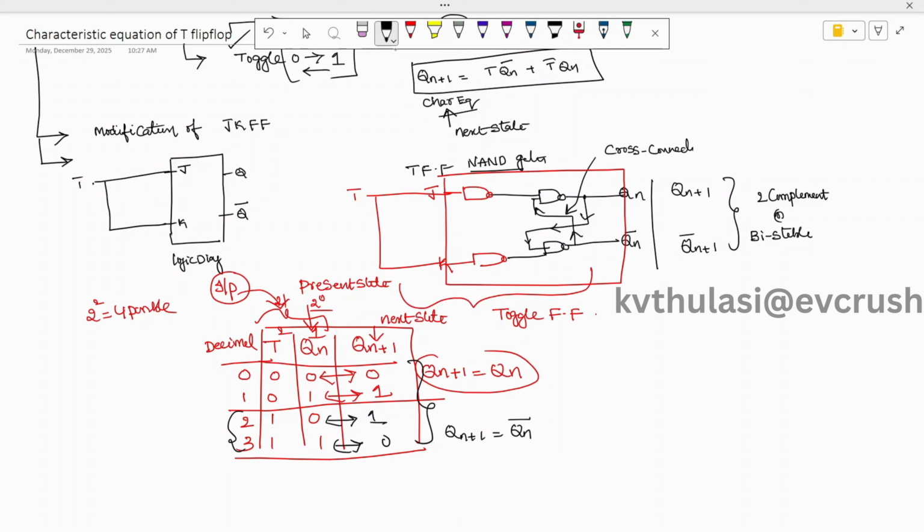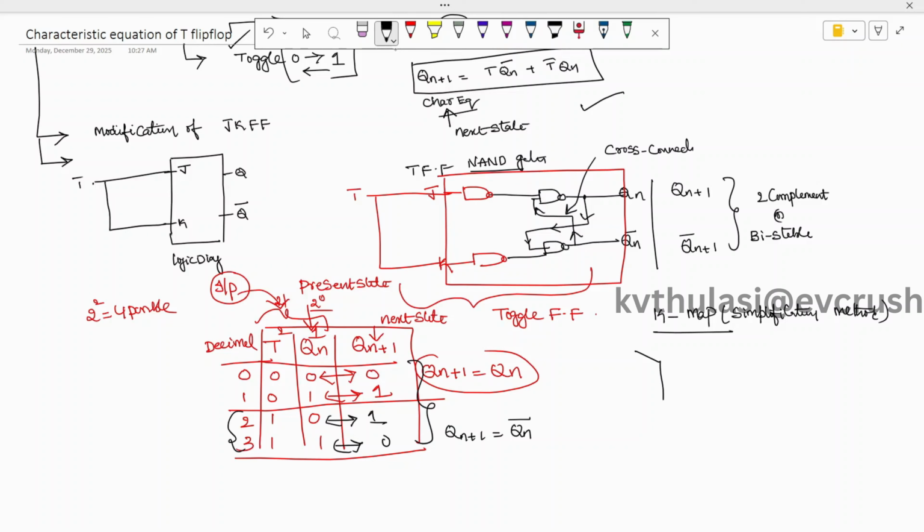Now let's try to get the characteristic equation with the help of a K-map. Okay, so now I have to get this equation. Therefore, I am going to derive it with the help of a K-map, where the K-map is nothing but the simplification method of finding the output. So now let's try to draw the K-map.